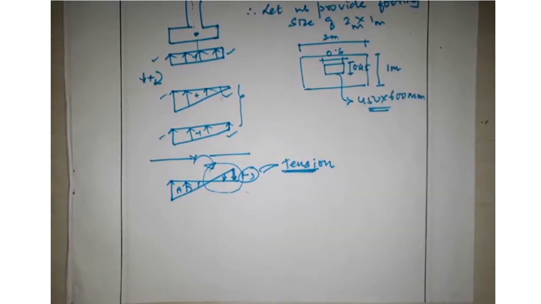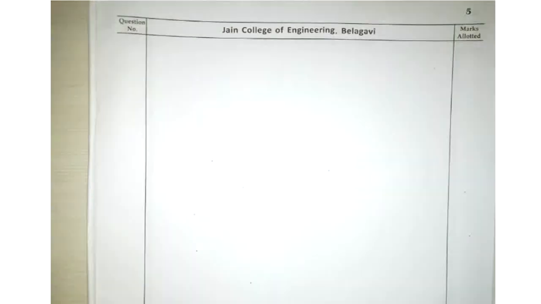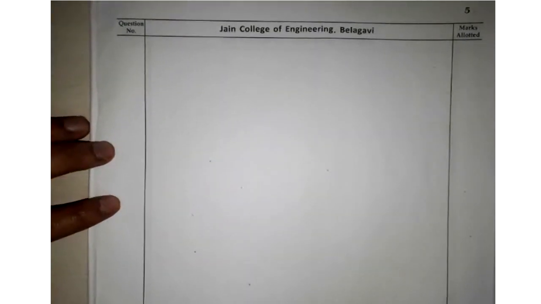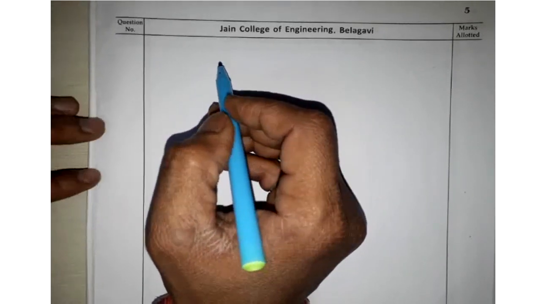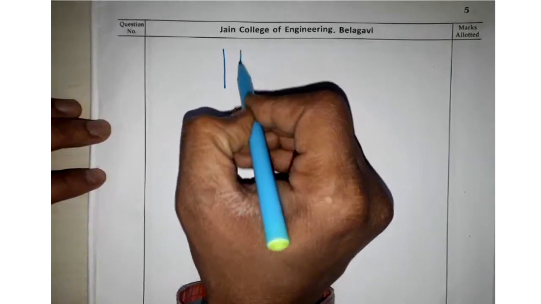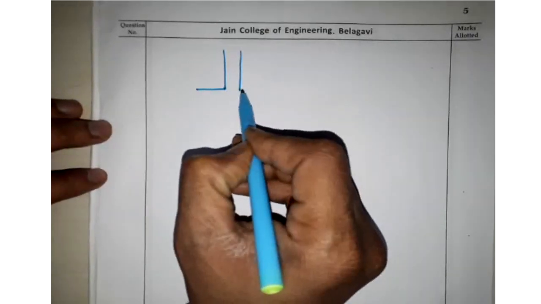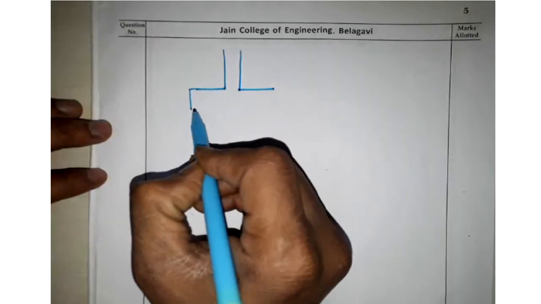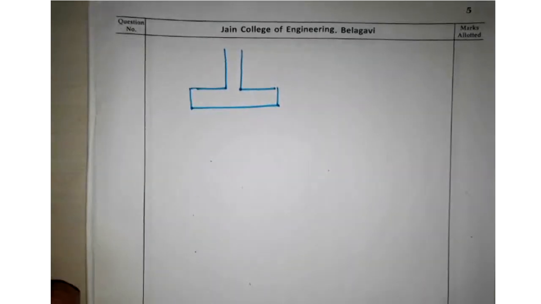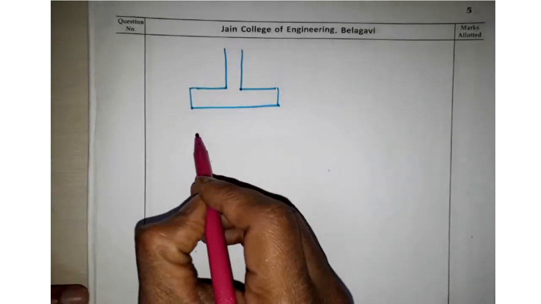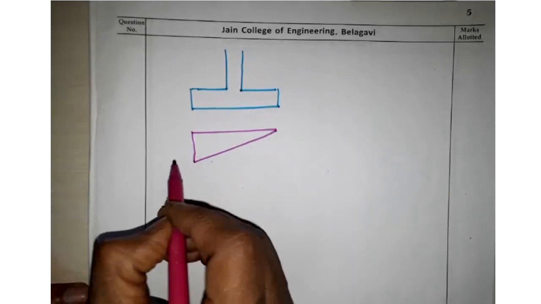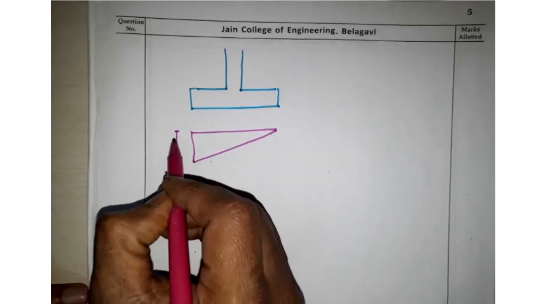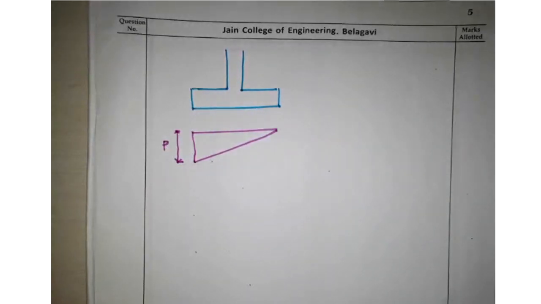Now by assuming the pressure distribution, because we already used the size of footing more than 6E, there will be no tension in the footing here. So we have the footing as well as the pressure distribution diagram. Okay, so here it is P, the pressure P. Understood?